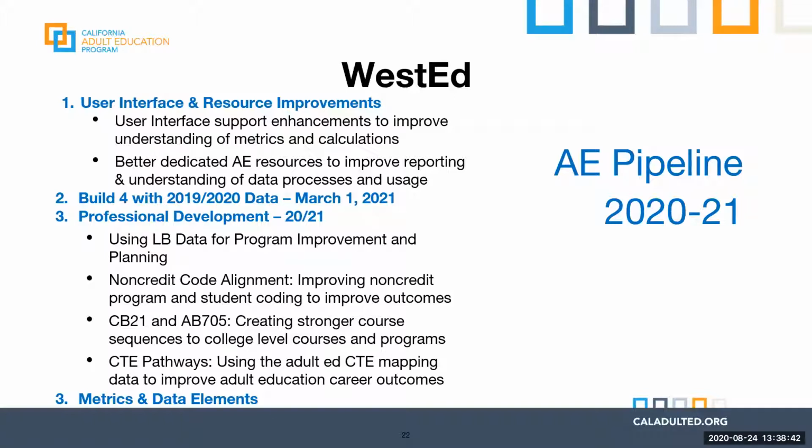And finally, what we've been promising for over a year now is that we want to use the work we did aligning the CB21 course rubrics with the educational functioning levels for adult education, and to begin doing some workshops with K-12 and college faculty to begin building those transition structures from adult education coursework into college-level coursework in math, English, and ESL. And finally, we want to do some training around the new adult education CTE mapping tool, and the data set that we have built there to improve adult education career outcomes. Next.